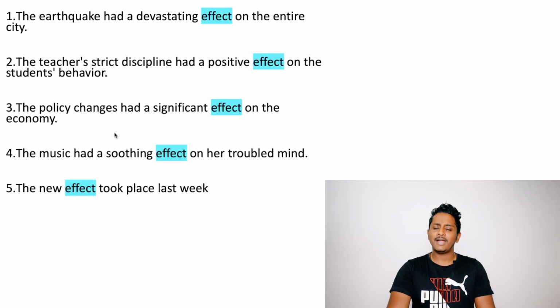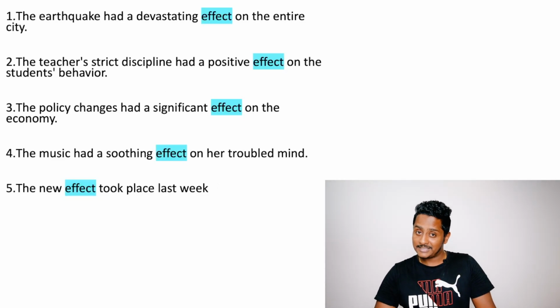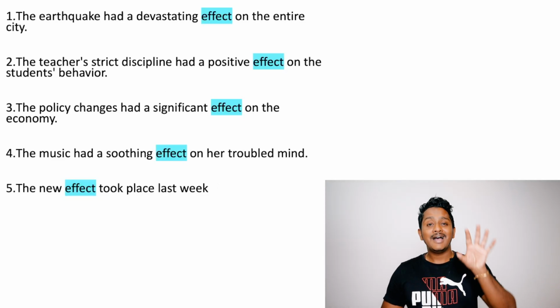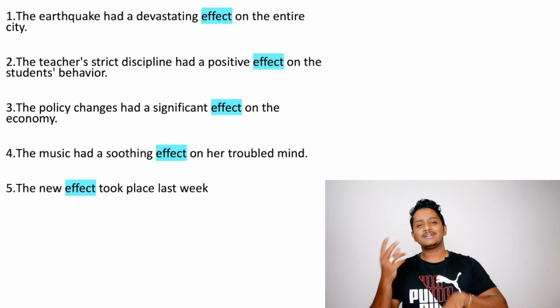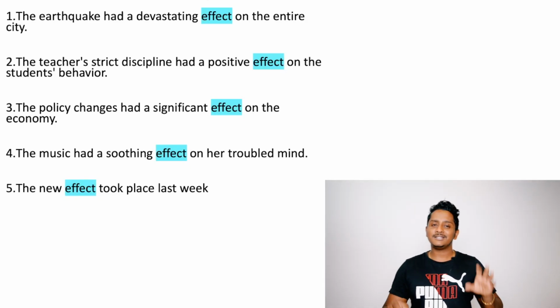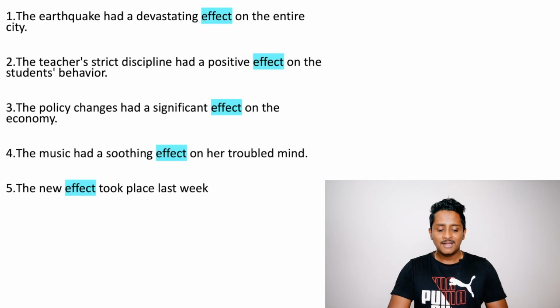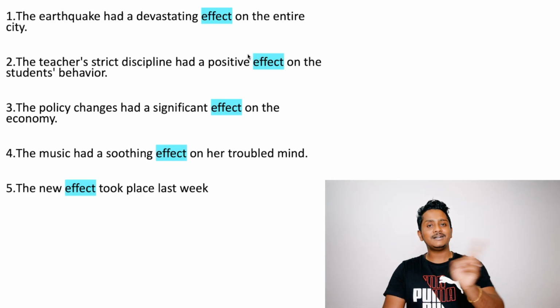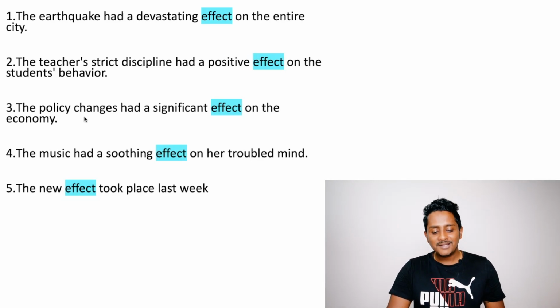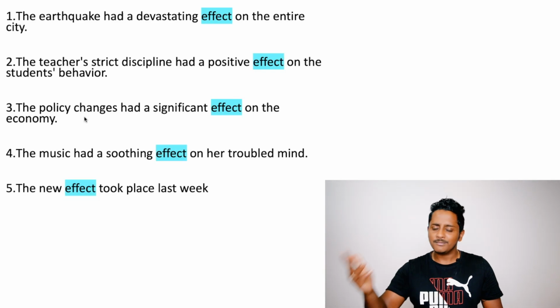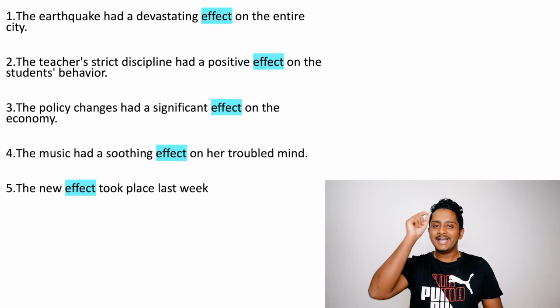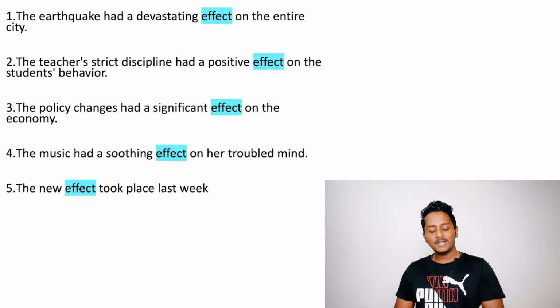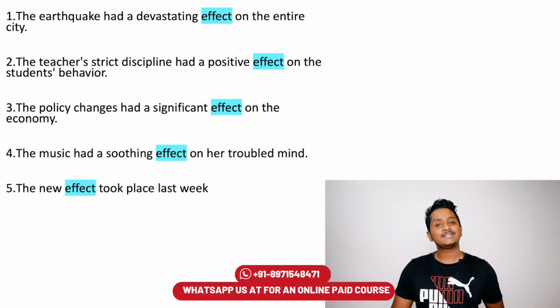The earthquake had a devastating effect. A boy, a girl, an effect, a great effect, a devastating effect. The teacher's strict discipline had a positive effect, a greenhouse effect. So it's an effect, the effect, it's a noun. The policy changes had some significant effect. The music had a soothing effect, the new effect took place.